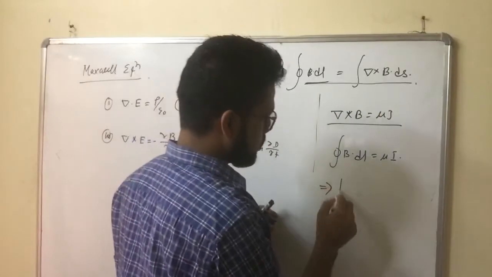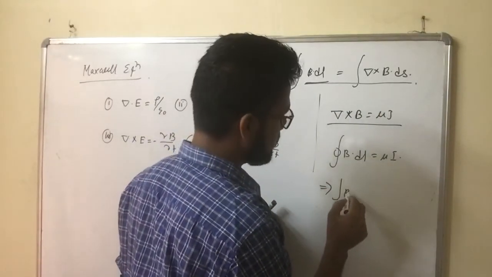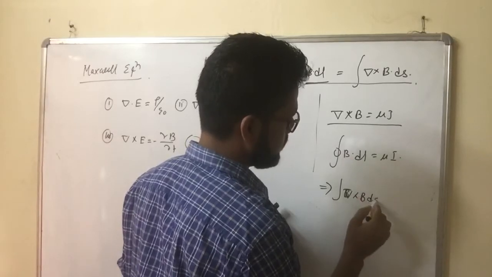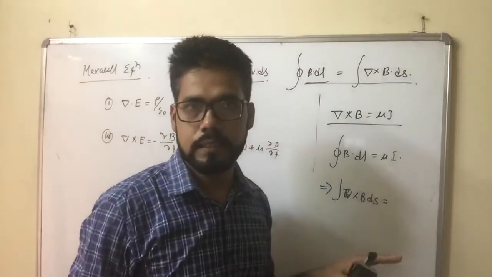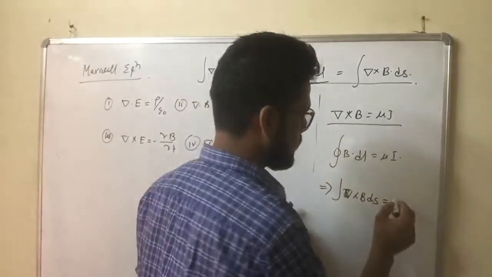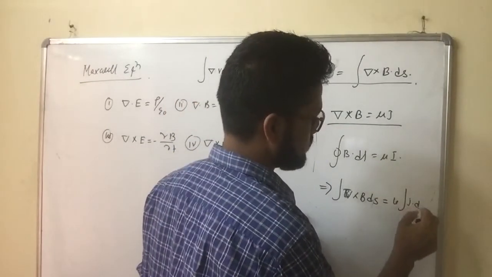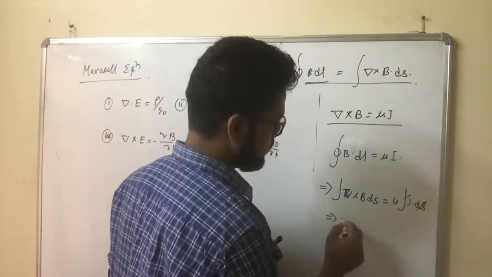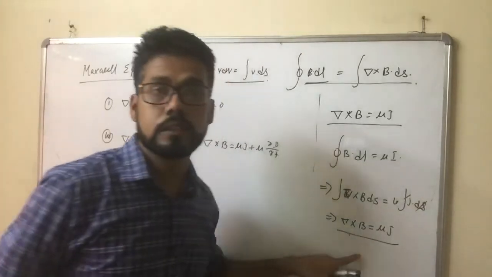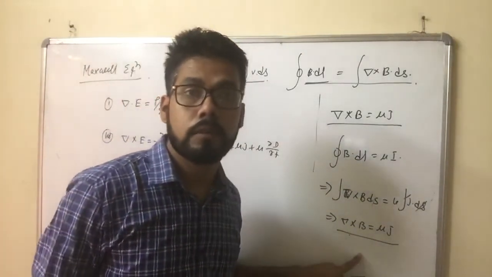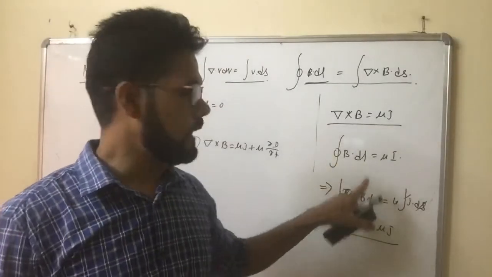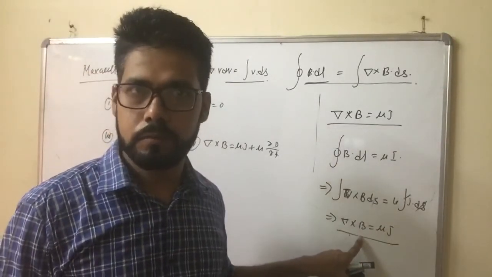So you can convert it: the surface integral of del cross B dot ds equals I, the total current. So what is the total current? Current density into area. So I can write the integral of J dot ds. So ds cancels. So del cross B equals mu J. Is it okay? This is the differential form of Ampere's law. Originally Ampere's equation is this one, and this is the differential form of Ampere's law. Clear?